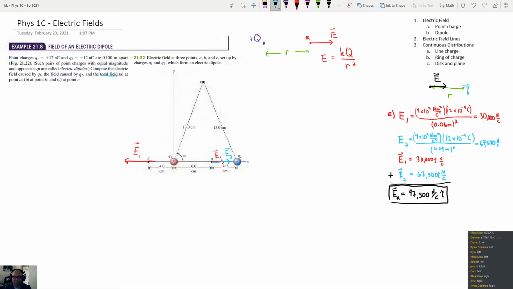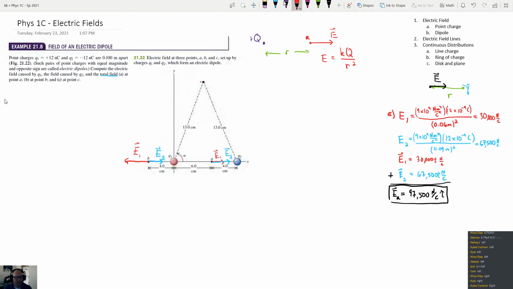Let's make that one blue. Okay, so we got the directions. In this case, it's going to be E1 that's bigger, right? Because we're closer. Anytime you're closer, it's going to be a bigger value. They're both exactly the same distance away, though. Oh, no, sorry, not the same distance. My bad. Okay, so let's go through and calculate these.